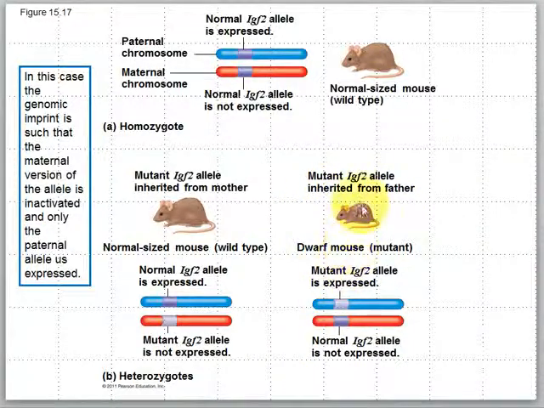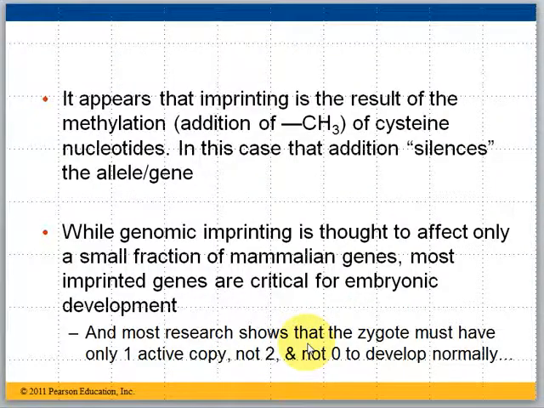Now remember, this is not related to the sex of the offspring. These are on the autosomes, so this could be a male mouse or a female mouse, but it's the mutant trait that shows up because it's located on the allele, the chromosome that came from the dad, whereas the mother's allele was inactivated for this trait. That's genomic imprinting. The chemistry behind this is sort of interesting.